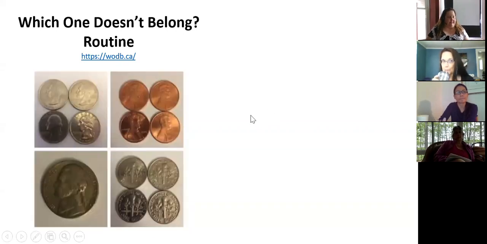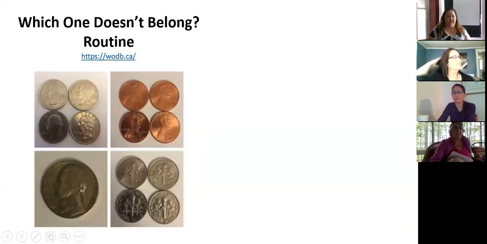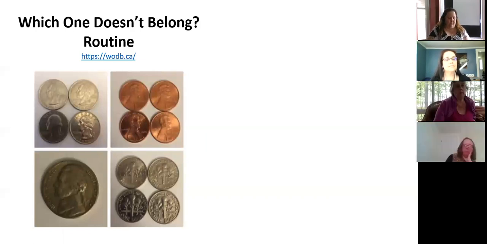This one has coins. So take just a few seconds here to look at the pictures and think about which one doesn't belong. So who has one they can share? The nickel, because it's the only one without a group of 4. Good. So this one here, because it's the only one that's a single coin and not 4.